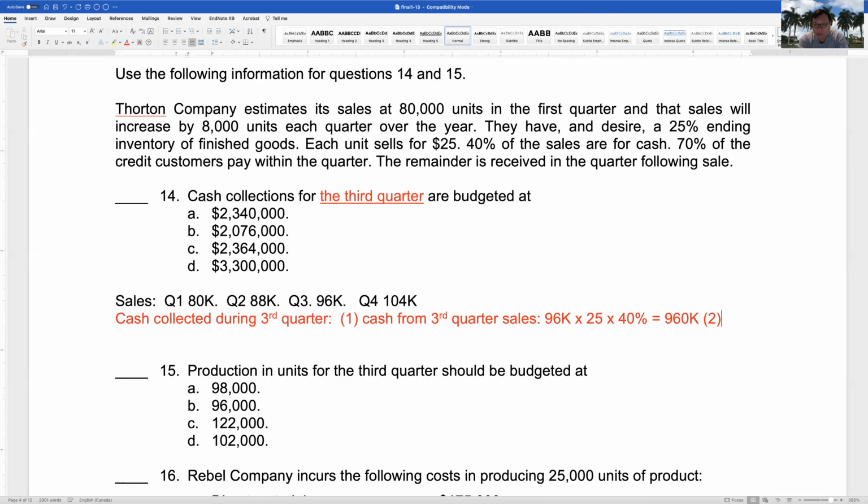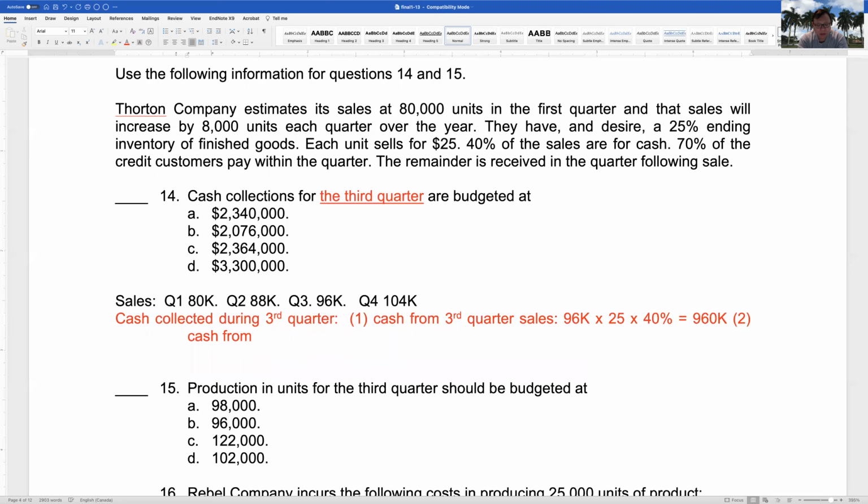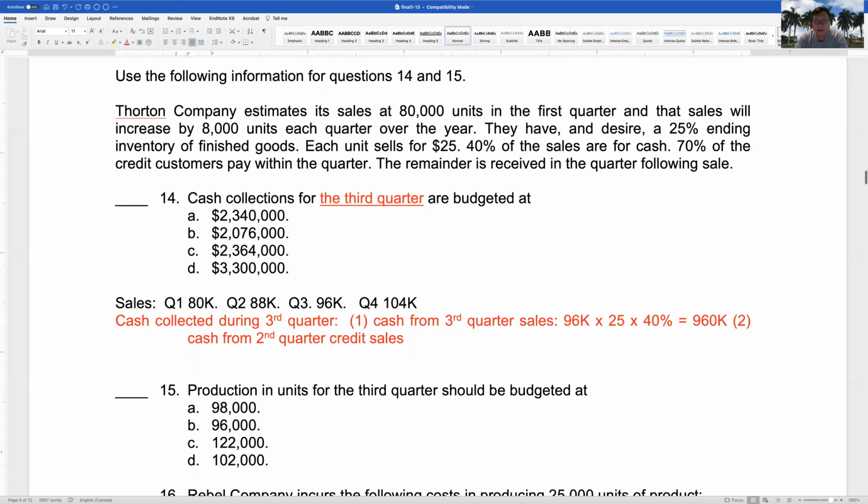And then my component two is, I will collect cash from second quarter's credit sales, okay? So 70% of credit sales pay within the quarter, and the remainder is received in the quarter following, right? This is very important information. So for the credit customers, 70% will be collected in the quarter, and the remainder is received in the quarter following.